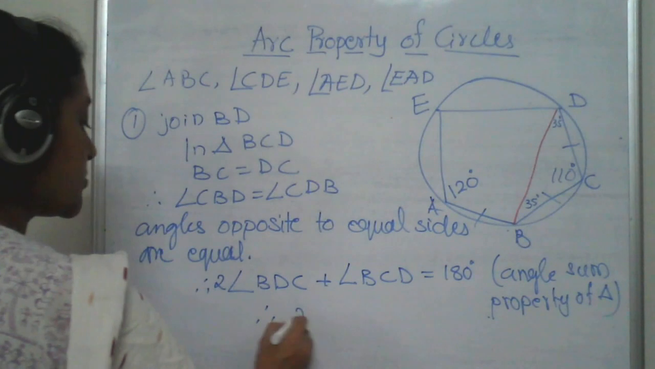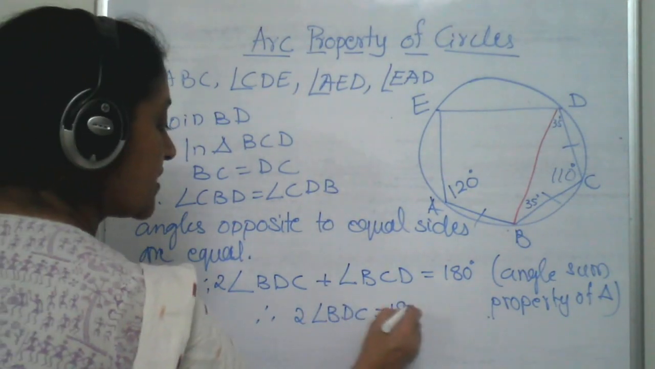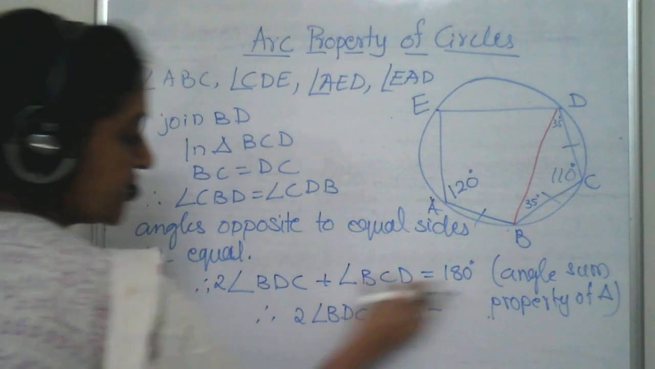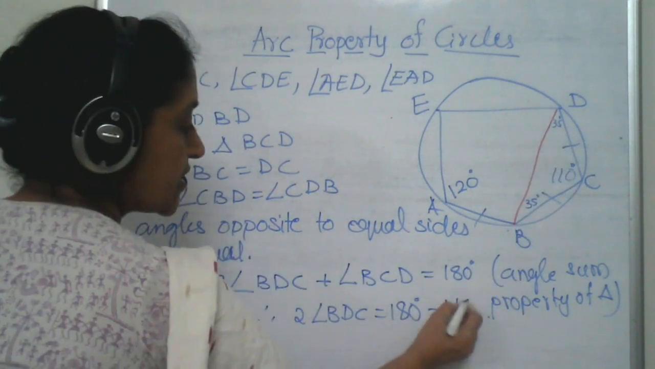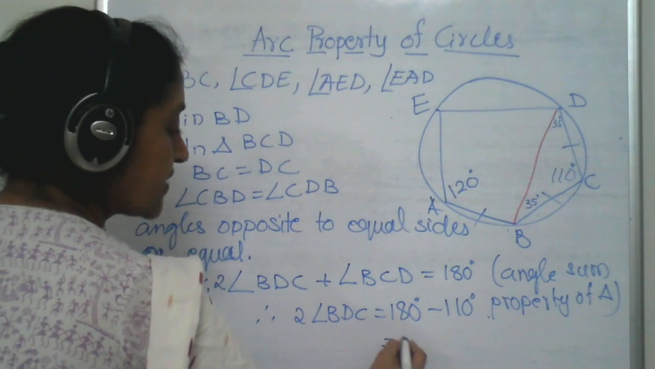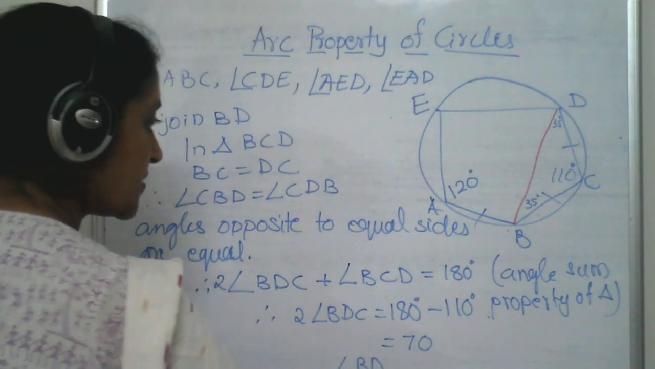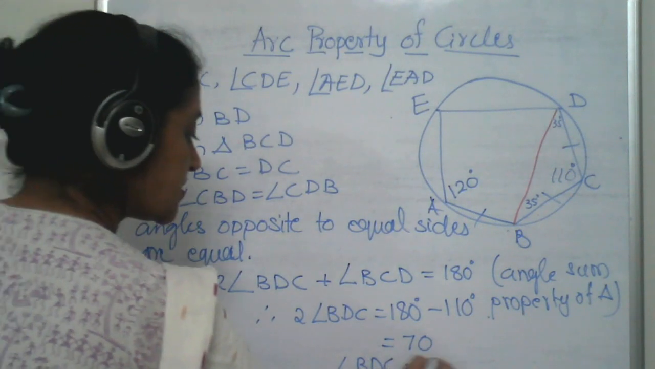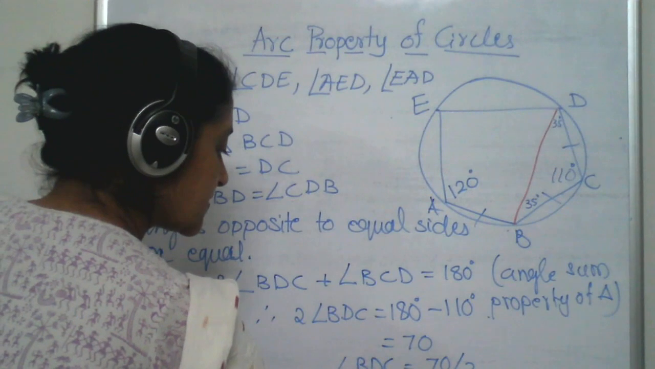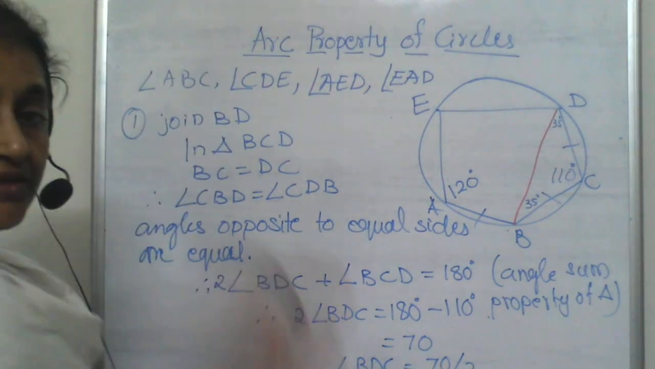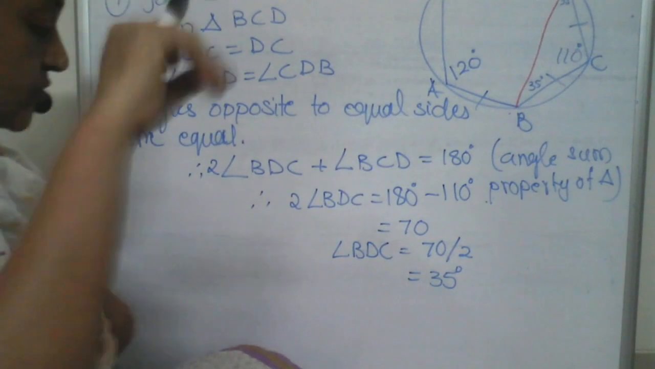Therefore what happens? 2 times BDC is equal to 180 minus, now this BCD goes to the other side, BCD, it is 110, so 110 has to be subtracted. I will get 70. So angle BDC is equal to 70 upon 2, so that I will get 35 degrees. This is the first part of it. It is not full, it is part of it. After this we have to do one more thing.